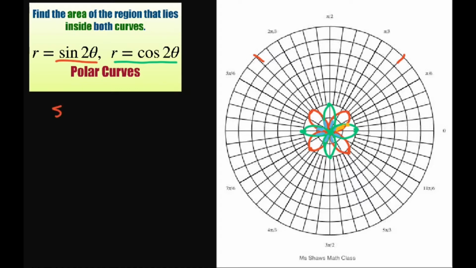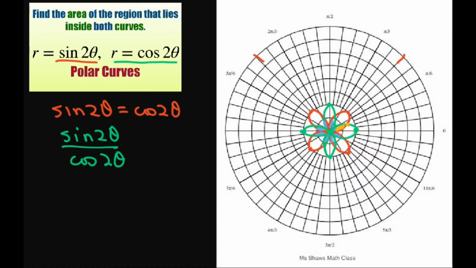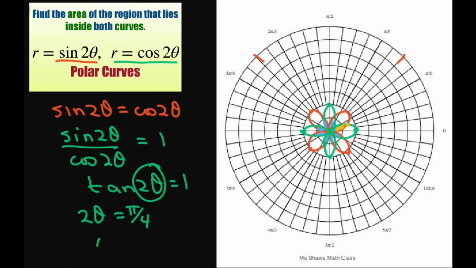So set sine of 2 theta equals cosine of 2 theta, and divide both sides by cosine of 2 theta. So that's going to equal 1. So tan of 2 theta equals 1. We want this to equal pi divided by 4. That's in quadrant 1. So set 2 theta equal pi divided by 4. So our angle is going to be pi divided by 8.